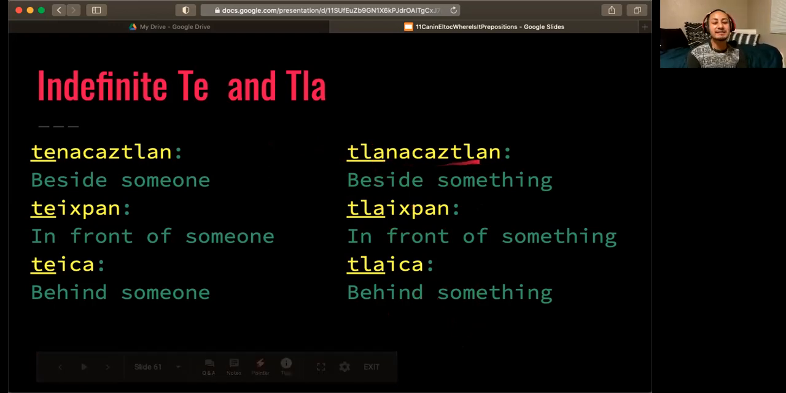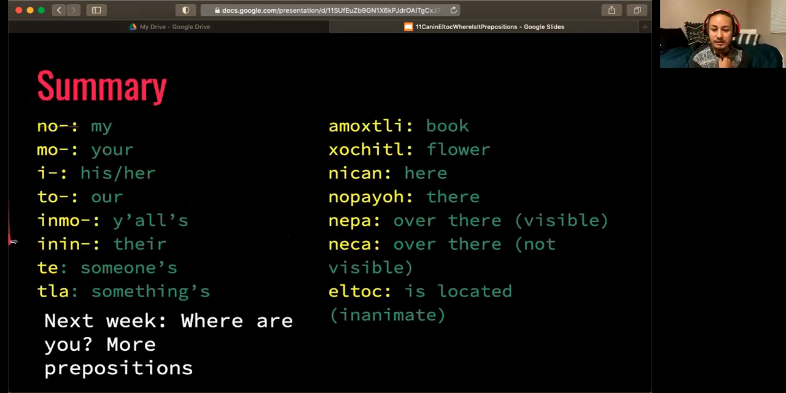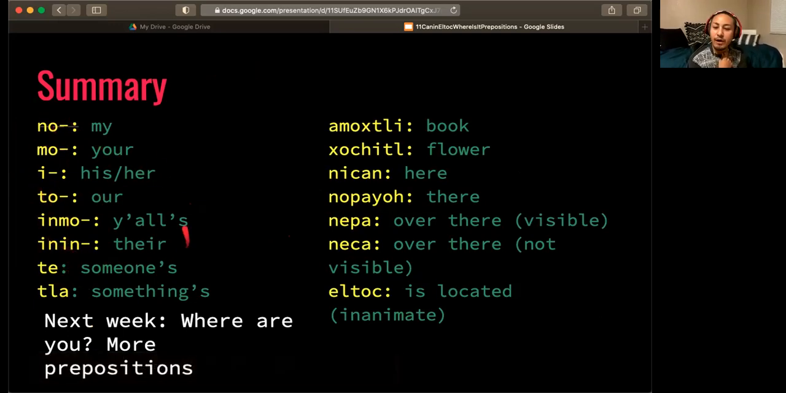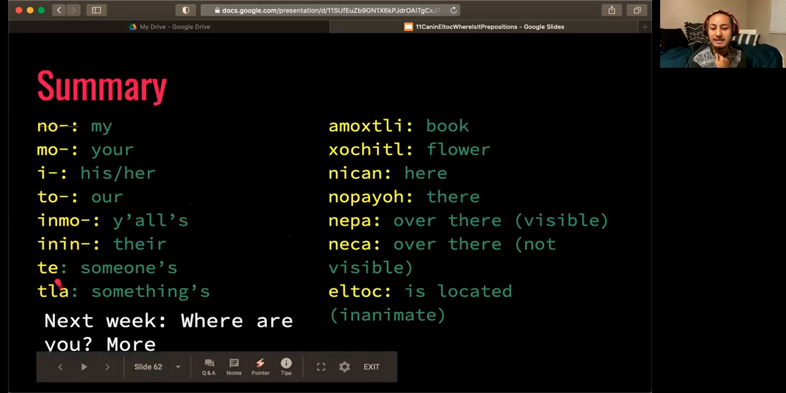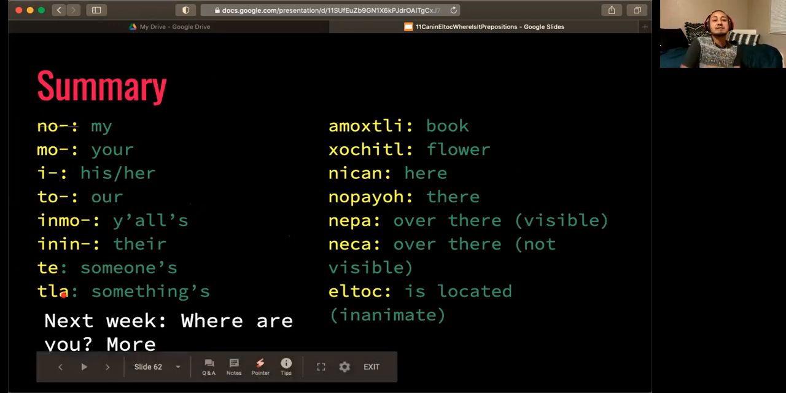But in theory, these things are nouns. So, I mean, tlanacastan literally means on something's ears. So it's kind of weird. But anyways, you can use these to possess other objects, but then it just means something's or someone's thing. Okay, so this is the summary. So we have the same prefixes that you've already learned, but now you also know this te and tla. This te and tla means that an action is being done to someone, but it can also mean that it's someone's thing. The tla, an action can be done to a thing, or it's something's thing, which I can't think of an example for some reason.